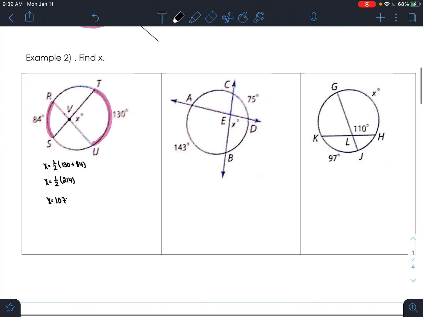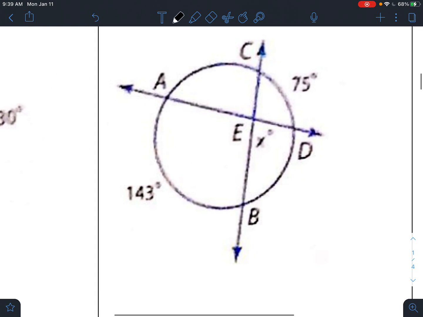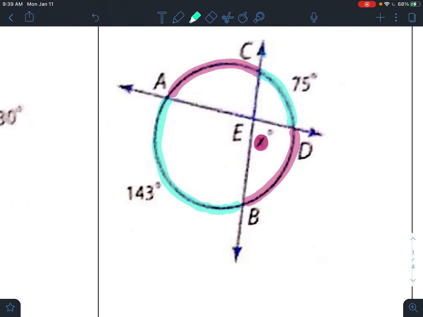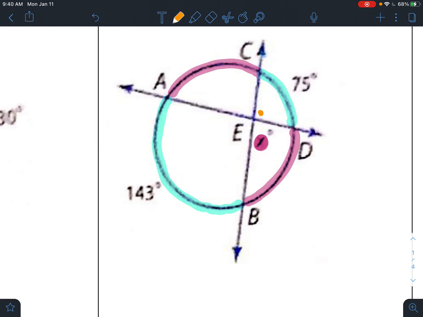All right, let's try the example right beside it. That example is slightly different. If you notice here, my x is right here. But if I look at the arcs that are intercepted by those two, I don't have those arc measures. But what I do have is this arc of 75 degrees and this arc of 143 degrees. So here's my plan: I'm going to take those two arc measures and find this angle that's right beside x. Then I'm going to take that angle and subtract it from 180 to find the measure of x, because those two are supplementary.